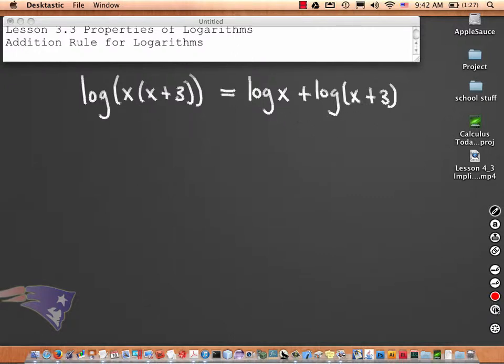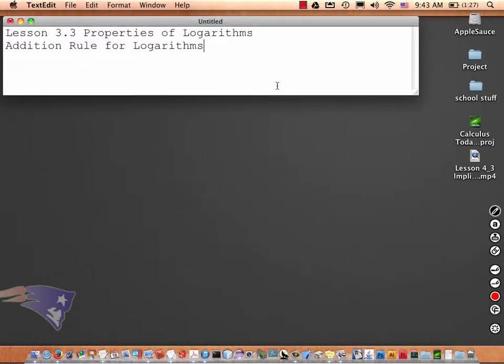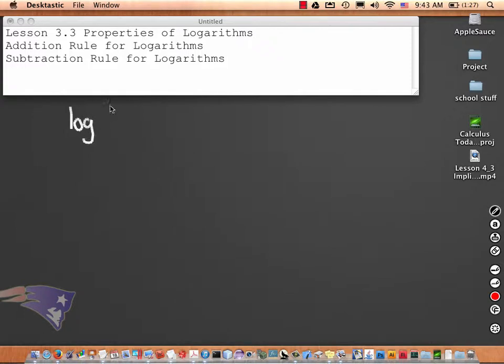All right. Let's talk about the subtraction rule for logarithms. We got the addition, so let's do the subtraction rule. The subtraction rule simply says that if I have the logarithm of a fraction, then this becomes the logarithm of the numerator minus the logarithm of the denominator. Let me show you why that makes sense.